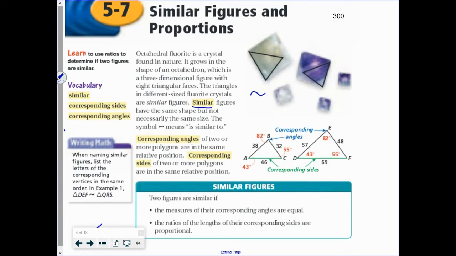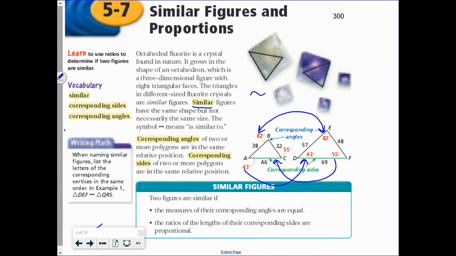Corresponding angles. When we were talking about triangles, I talked about, look for the largest angle, and that the largest angle is across from the largest side. Look for the smallest angle. The smallest angle is across from the smallest side. Well, when you are comparing two triangles of different sizes, to see if they are similar or not, you want to compare largest angle with largest angle. So in this case, 82-degree angle to 82-degree angle, medium-sized angle to medium-sized angle, or 55 to 55, and smallest angle to smallest angle, the 43-degree angle to the 43-degree angle.